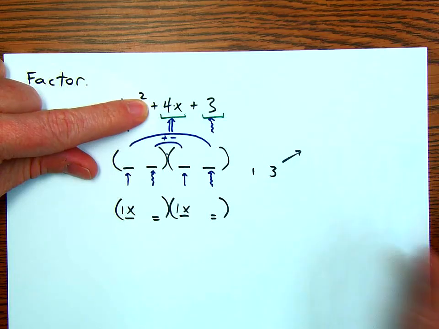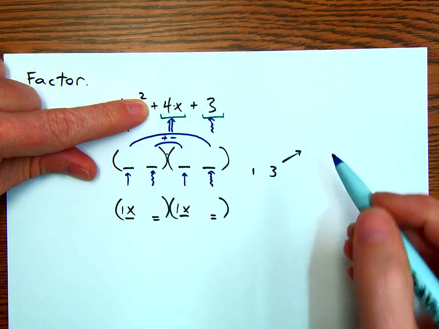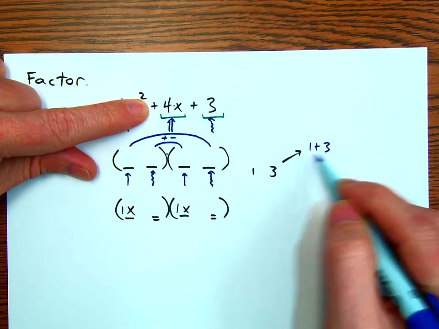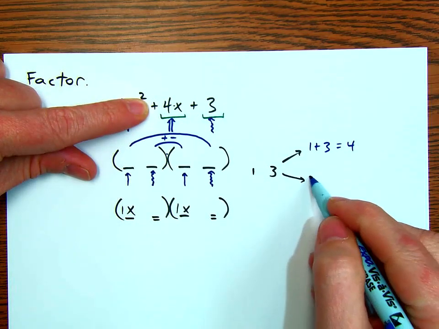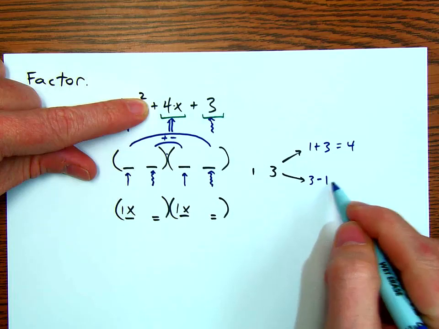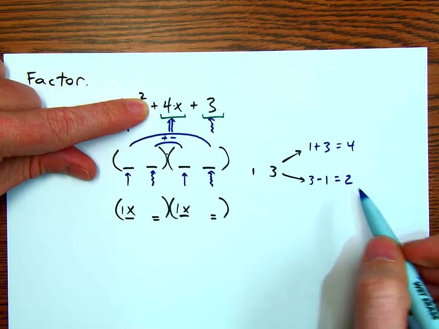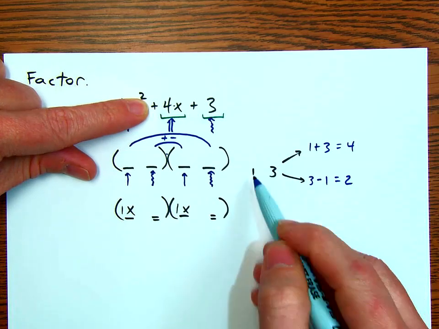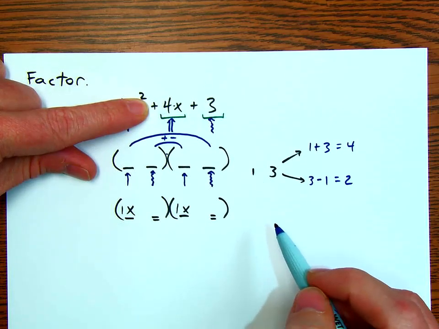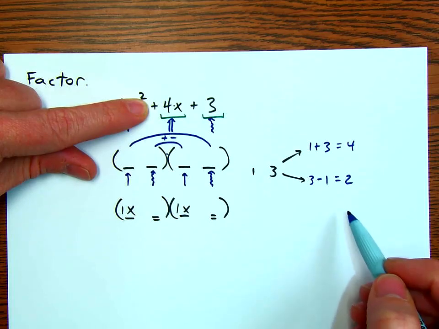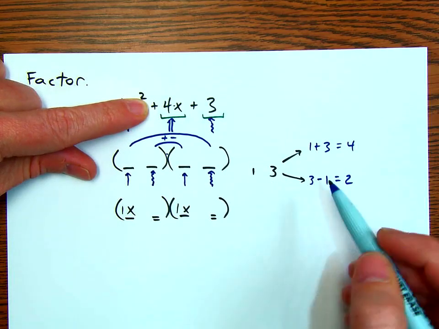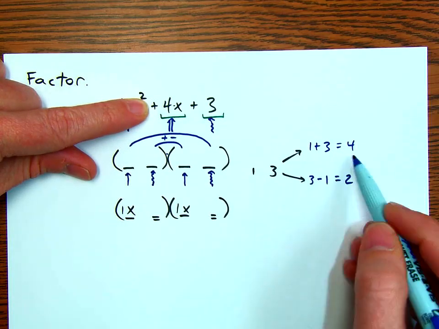So let's consider what I mean by that. If I were just to add these two terms together, 1 and 3 would be 4, right? Or if I were to subtract the terms, I'll put the larger term first, 3 minus 1 would be 2. Now, this could be a positive 3 or a negative 3, a positive 1 or a negative 1. But the difference between these two is 2, and the sum of these two, if we were to add them together, is 4.